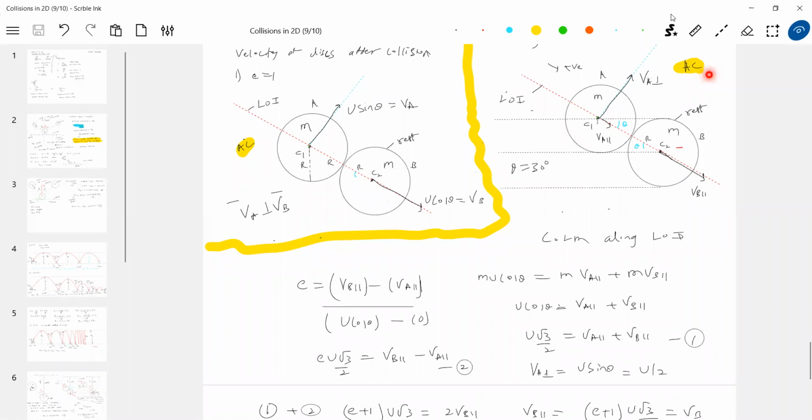Somewhere like this. And B will move along the line of impact. If e equals 1, A will move perpendicular to the line of impact, B will move along the line of impact. After the collision now, A will not move along the line of impact or perpendicular, but somewhere resultant. Here, it all depends on these two components.